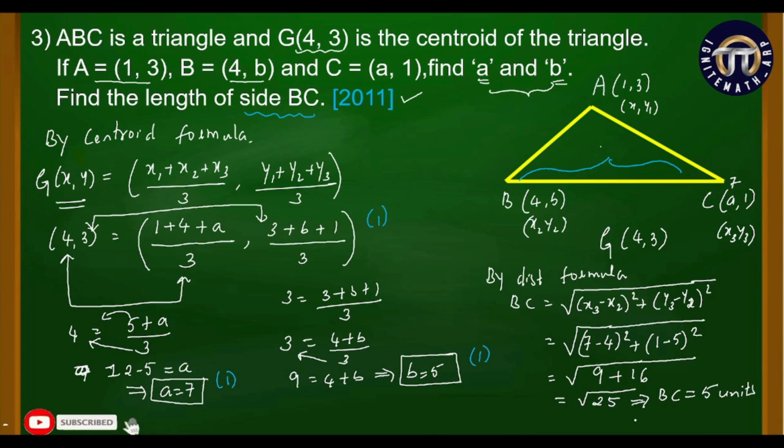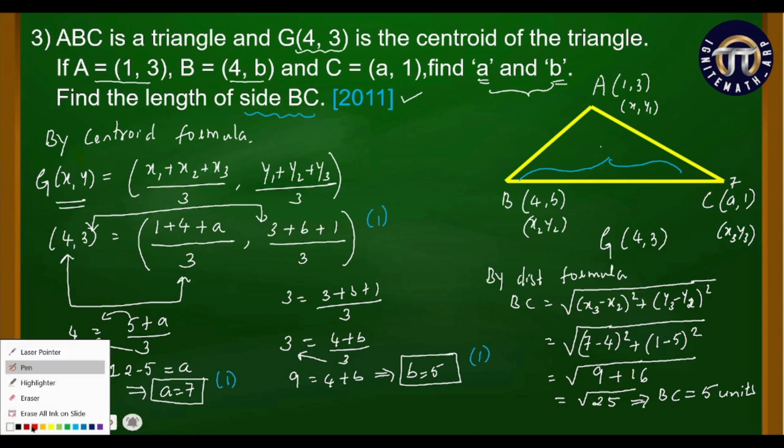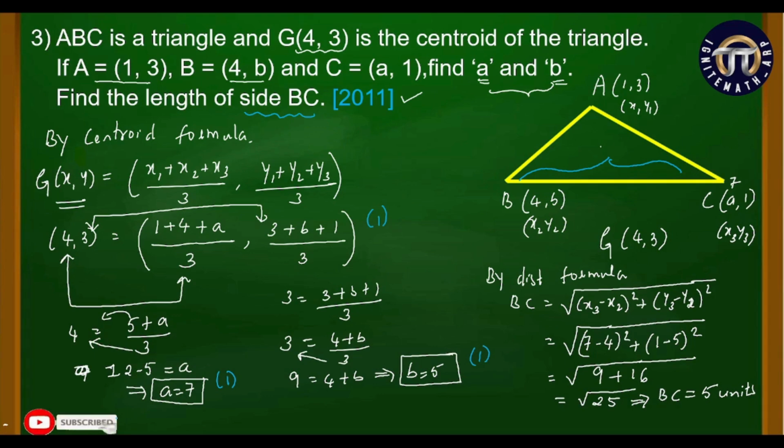Okay, so now you need to understand 3 marks plus 1 mark, that is nothing but finding the distance of BC will give you 1 mark. That is how 4 marks are distributed. Clear, children? Yes, I think so.